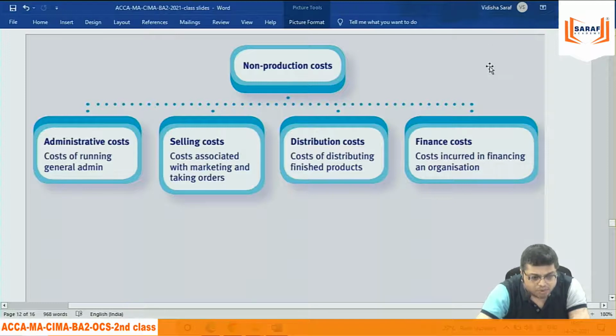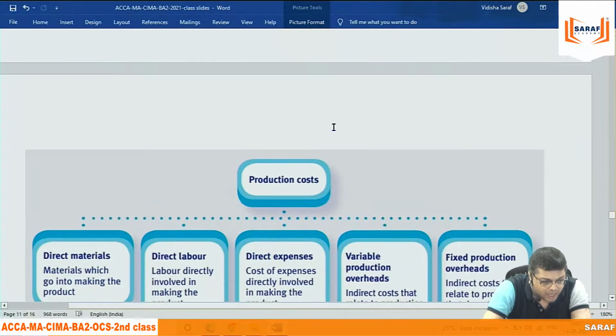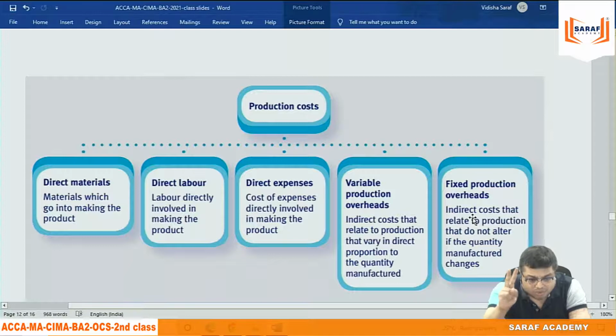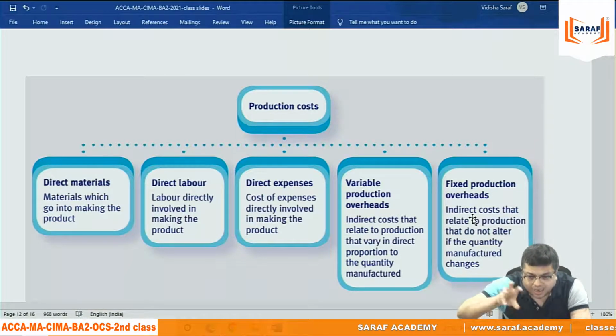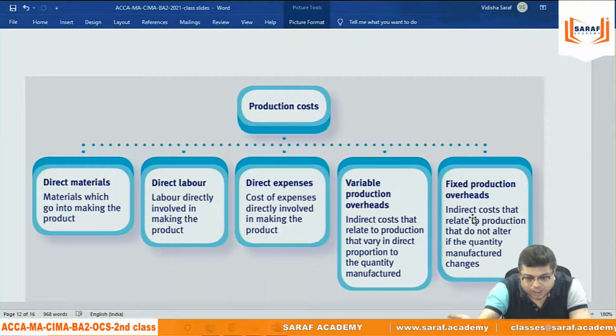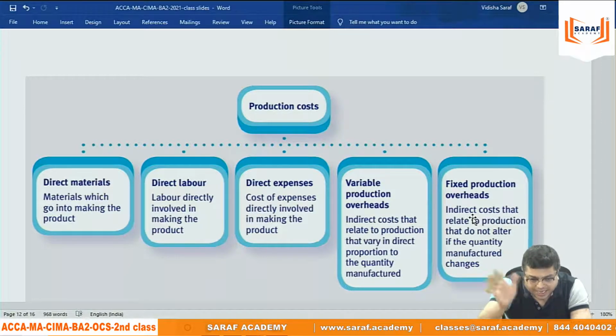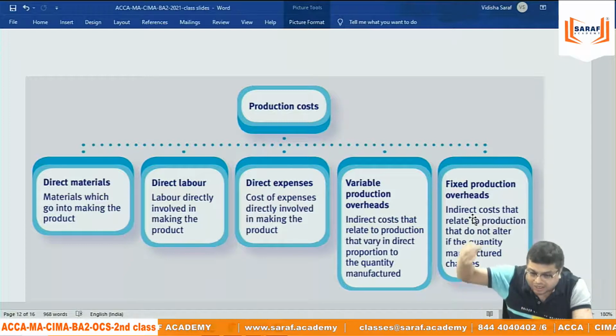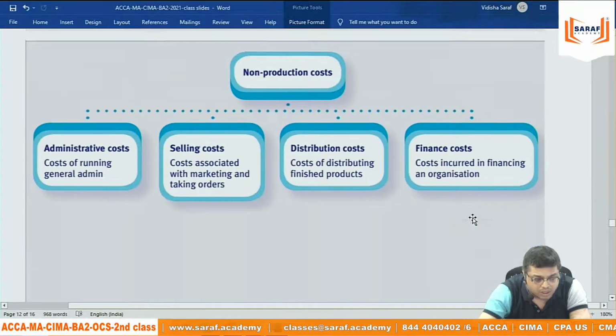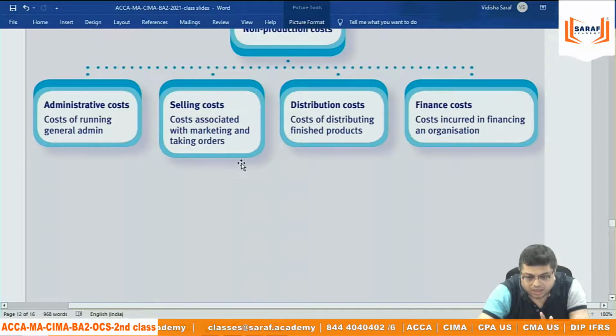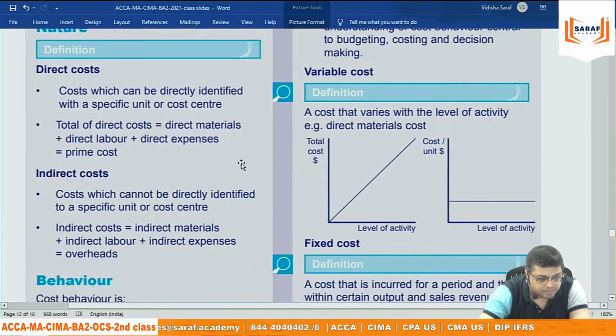Administration, selling, distribution, finance costs are not a part of closing stock. If I produce 100 units, I sold 80 units. These non-production costs will be fully deducted from the 80 unit sale. But the production cost I have incurred for 100 units and I have sold 80 units, the production cost will be deducted from the 80 unit sale value, only the 80 units' production cost. 20 units production cost is closing stock. That is not a cost. That will be treated as a cost when the 20 units are sold. Non-production cost is not a part of closing stock.